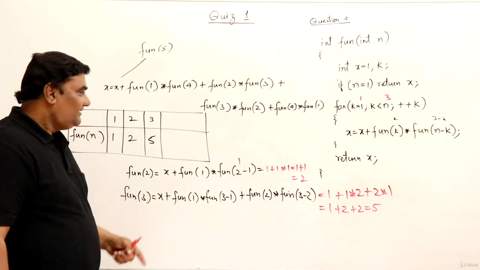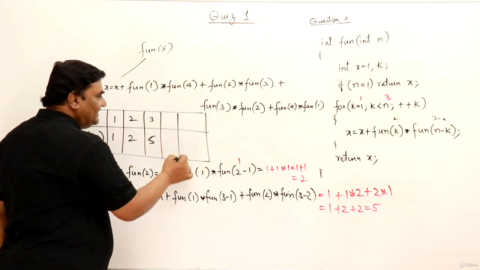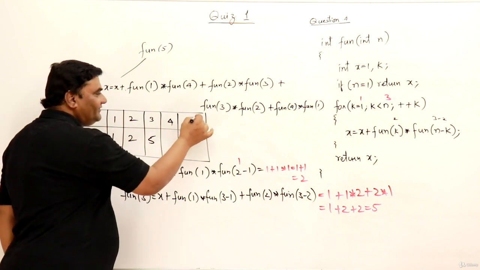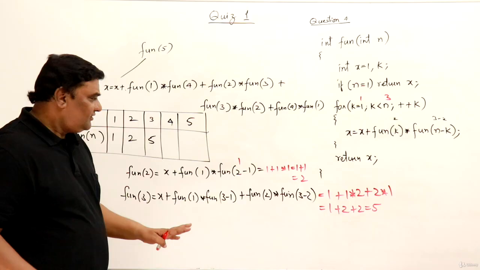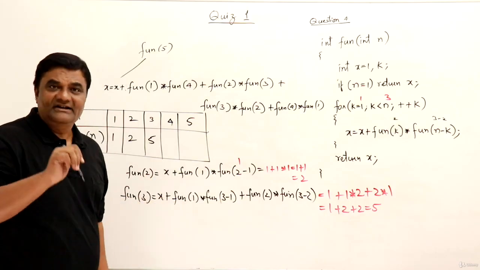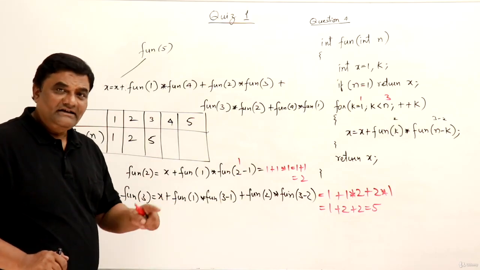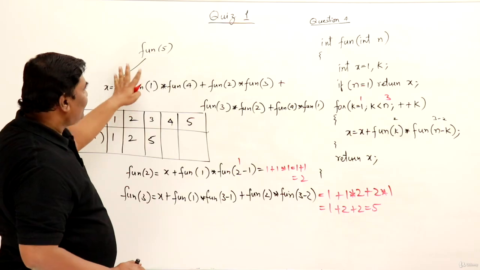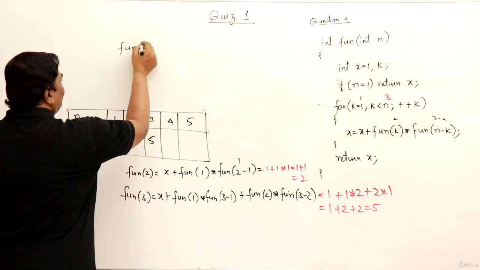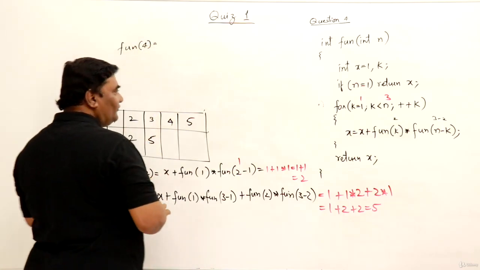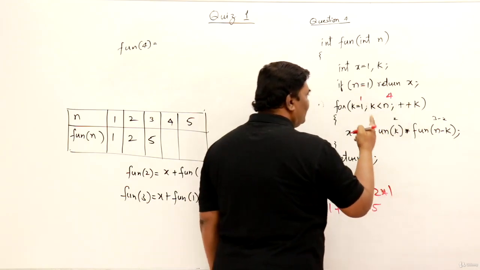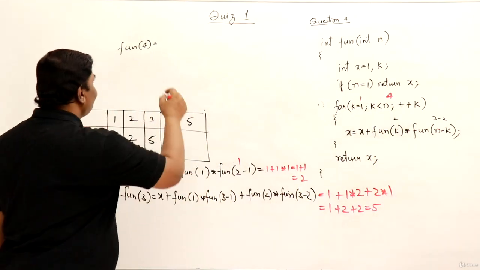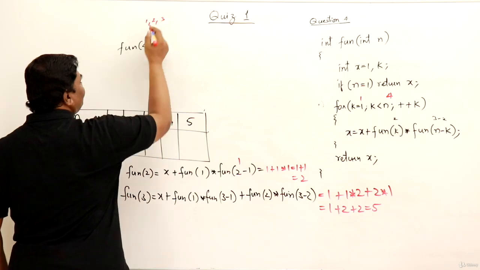Now next is fun of 4 and then fun of 5. That's how you can get it. Now for fun of 4, I will not write all these things, I will directly write the answer. Then also for fun of 5. So I'll remove this and use this place. Fun of 4 means k takes values from 1 to less than 4, so k is going to take the values 1, 2 and 3.